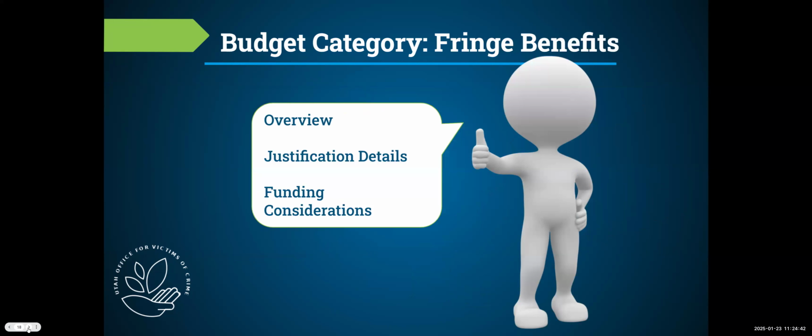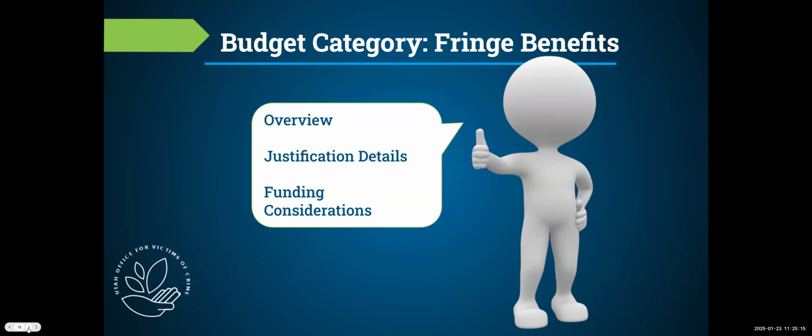Let's take a look at fringe benefits and how to properly enter this information in your budget. First, fringe benefits must be based on actual known costs. You should be able to justify the benefit request amount with documentation if that is requested. It's important to note that only personnel listed in the personnel section are eligible for benefits, and those benefits must correspond to the grant percentage of time that person will devote to the project.